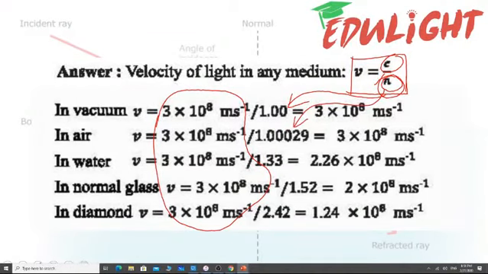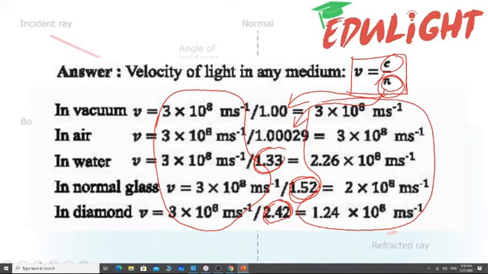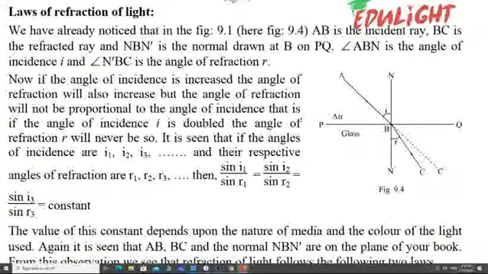It is for air, it is for glass, it is for, I think, water, no, this is for water, this is for glass. From this equation, like the previous ones, you can easily find the velocity of light in that particular medium with respect to the velocity of light in vacuum. Okay, so the laws of refraction of light, this is also an important topic for you.